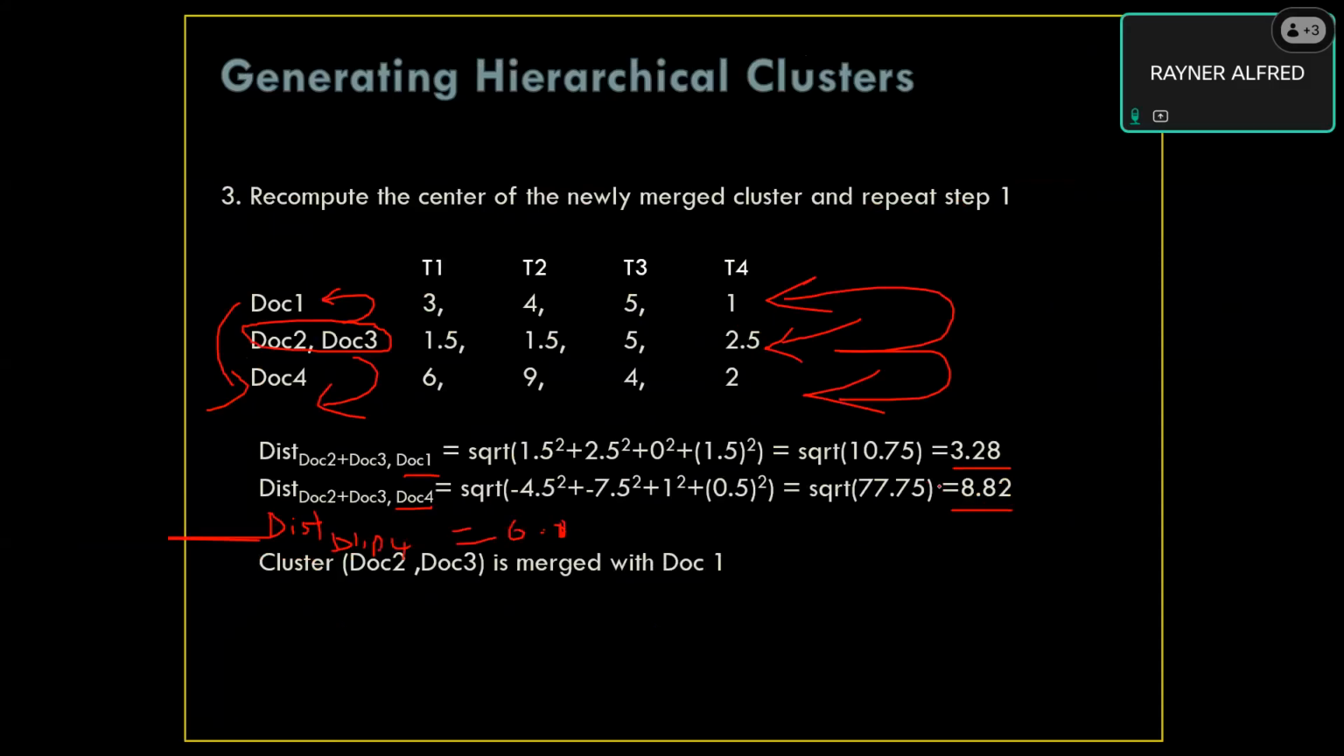So we pick the lowest one, which is this one. So that means we will combine document 1 to the document 2 plus 3. So we stop here because we already formed 2 clusters. So basically what we have is this one. So this is 1, 2, 3, 4. So this one is combined first, 2 and 3, and then 1, and then 4. So this is our cluster.